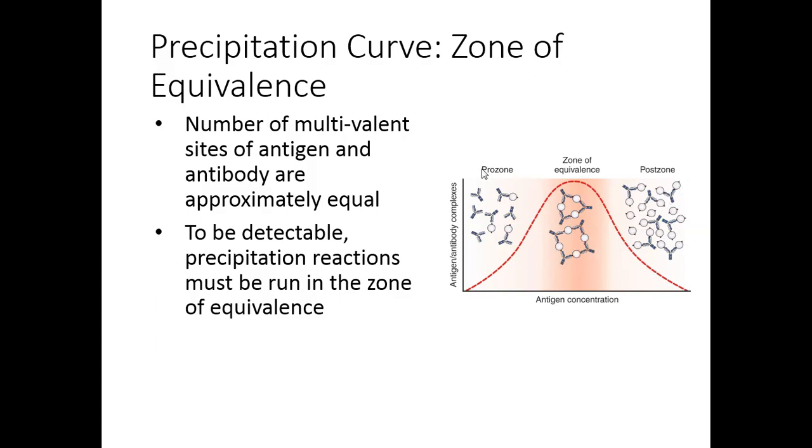the postzone. So it's after the zone of equivalence. The prozone and the postzone. And the zone of equivalence is that sweet spot where you have basically an equivalent amount of antibody and antigen. That way the antibody can bind to more than one antigen, forming a stable lattice that's now visible. That's going to be our ideal testing area.